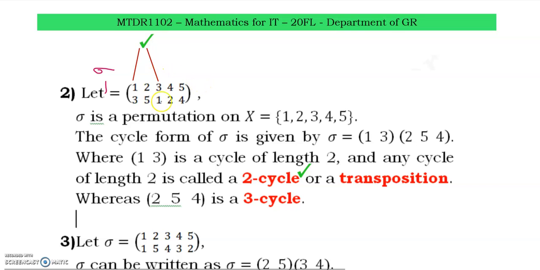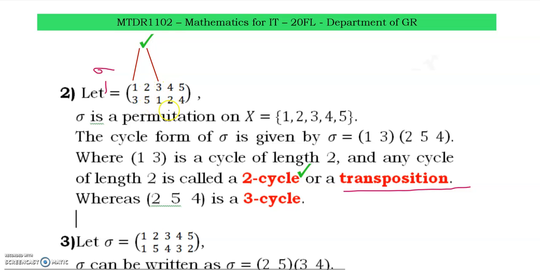Now here you see 1 goes to 3 and then 3 goes to 1 and the cycle is over. Say again, 1 goes to 3, 3 goes to 1, which means this is called a 2 cycle. The length is 2 because only these two elements are arranging themselves. So 1 to 3, 3 to 1, like that. So it is a 2 cycle, or we can say transposition. What is the other name of a 2 cycle? That is transposition.